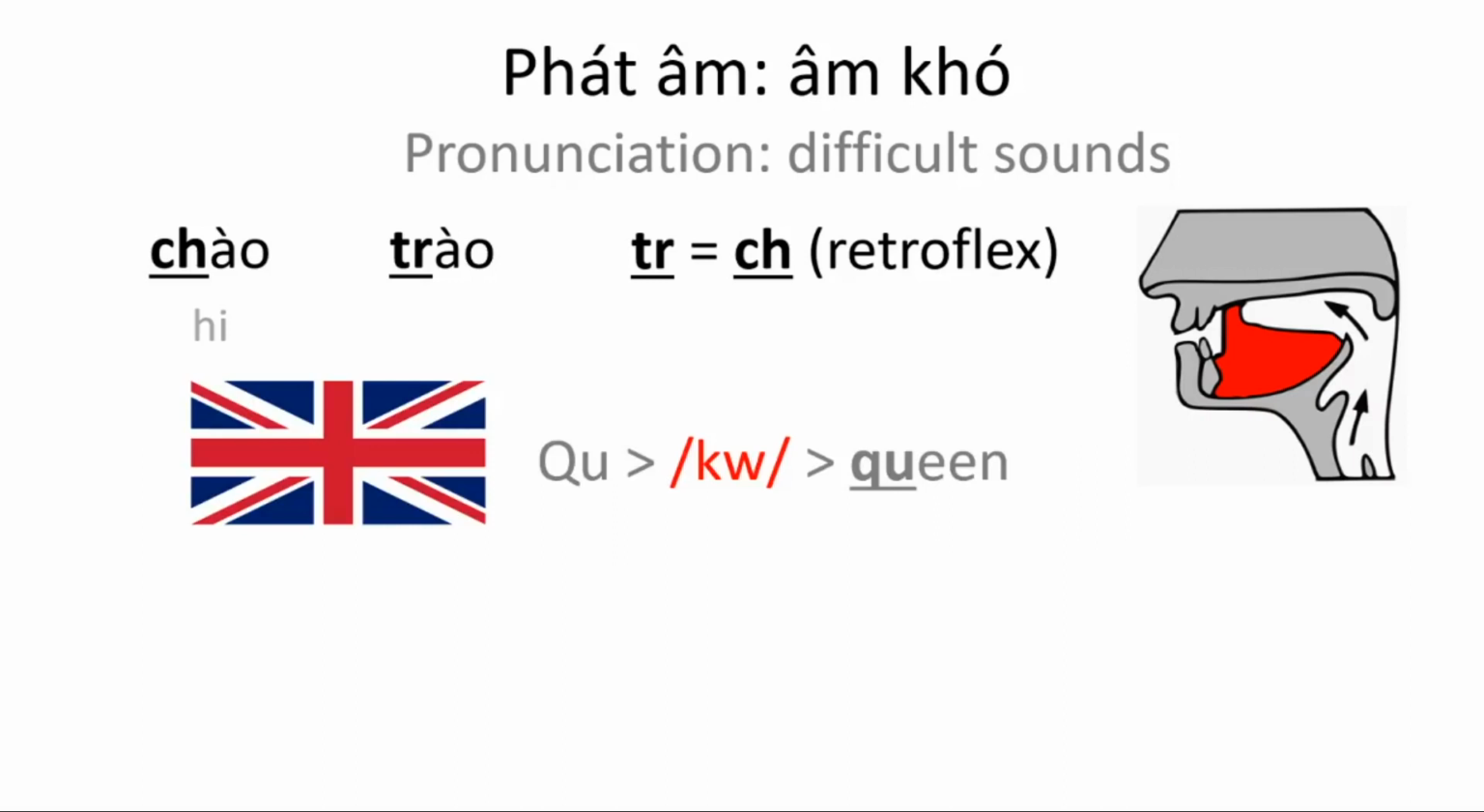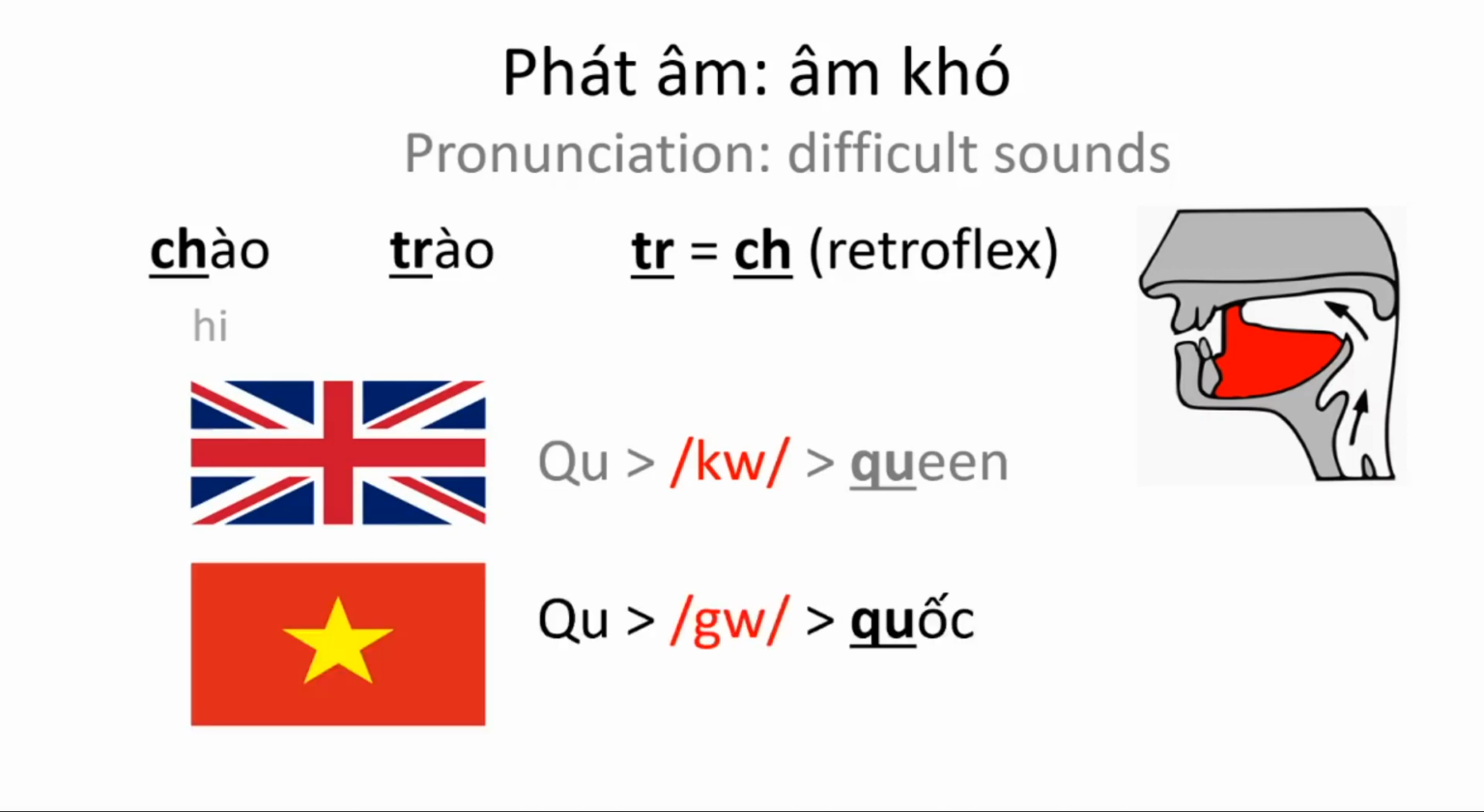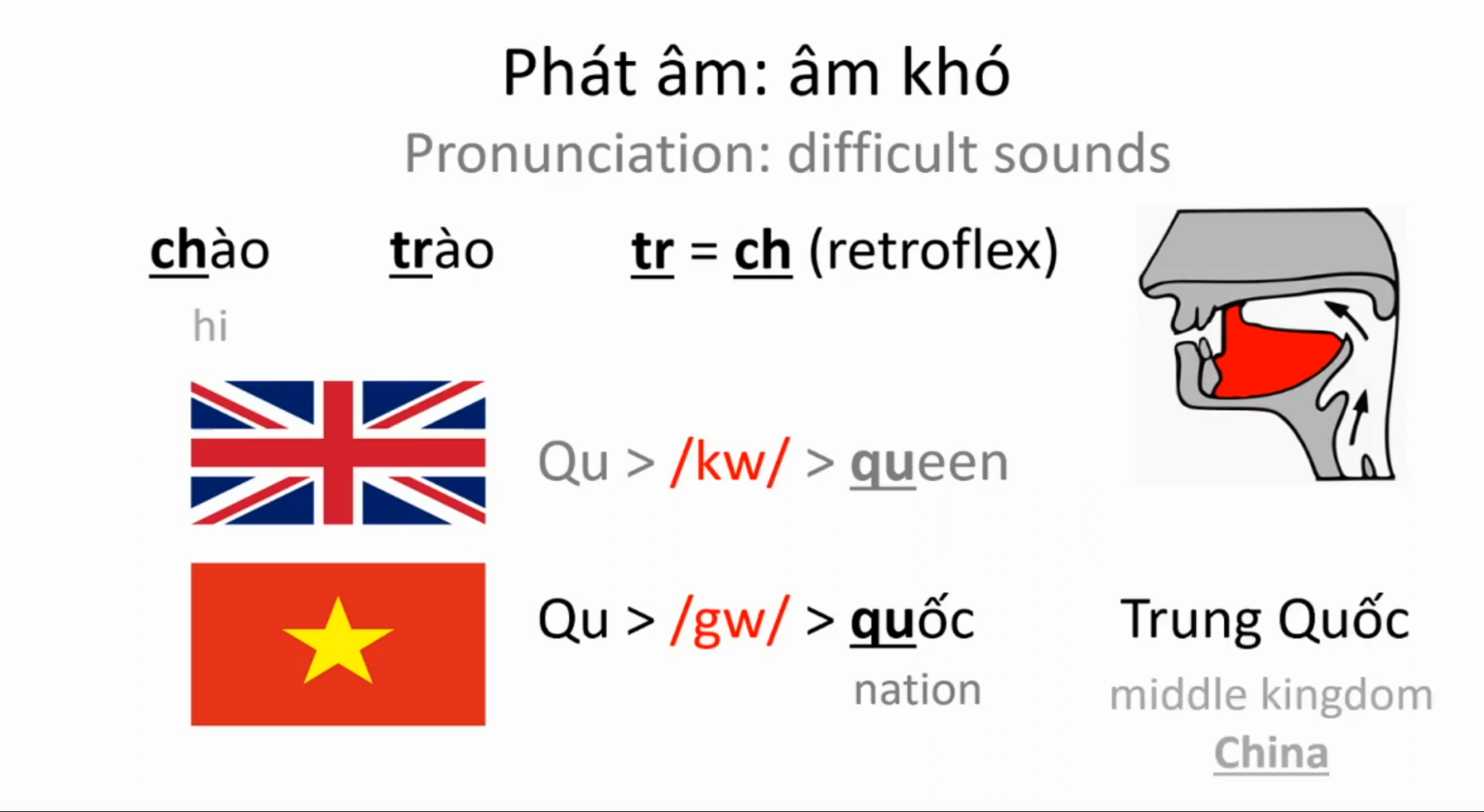In English, the QU digraph gives you qua, as in queen. In Vietnamese, it gives you gua, as in quốc. We do kind of have this in English in names like Gwen or Gwyneth. Quốc means nation or country or kingdom. And Trung Quốc means Middle Kingdom or China. It's very similar in Mandarin as well, meaning the same thing.